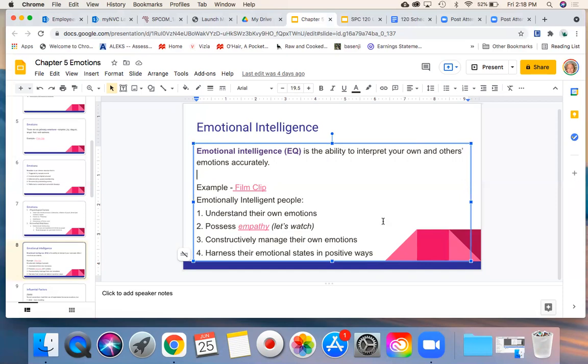And it definitely takes a conscious desire to possess emotional intelligence. It doesn't just happen naturally and without work.